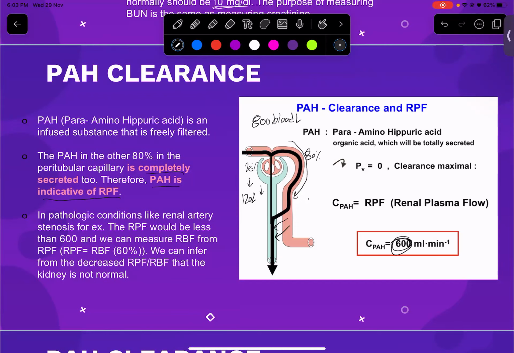Does that make sense? Yes, basically it's the maximum value. So the maximum value that you can have is the RPF, and the PAH is the only substance that actually tells us that, because it's freely filtered and completely secreted, which tells us that this is exactly what the RPF is. The maximum is 600 in normal conditions.